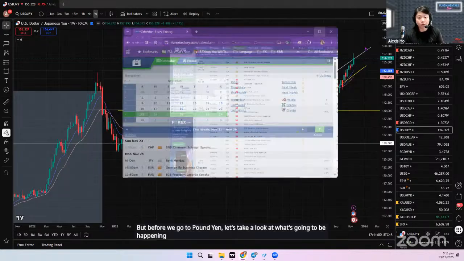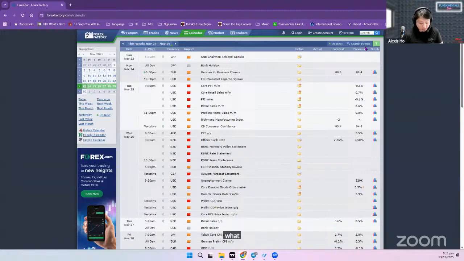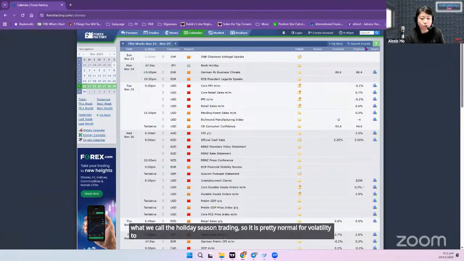Now we are entering into the end of the year, what we call the holiday season trading. So it is pretty normal for volatility to be a little bit choppy because the volume will drop a little bit as traders tie off the end of the month. So a couple of things to watch out for.